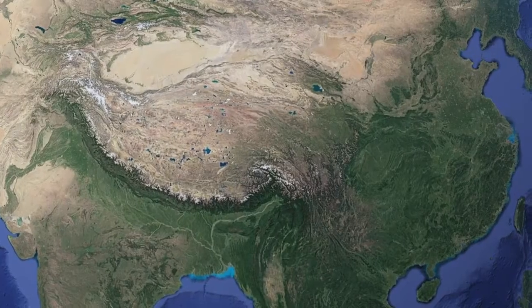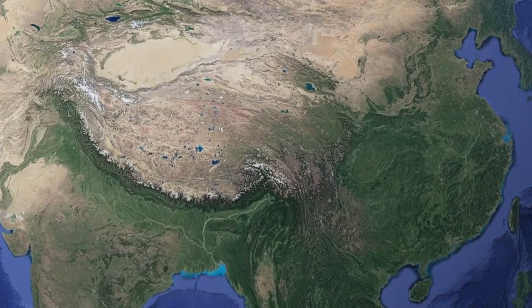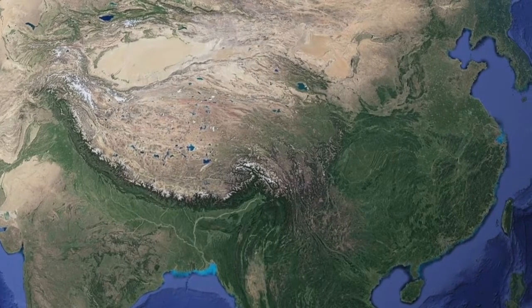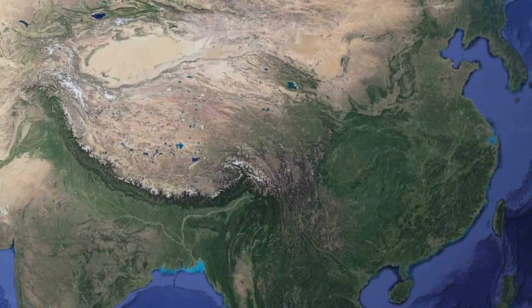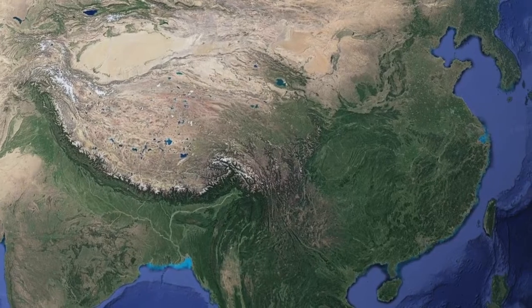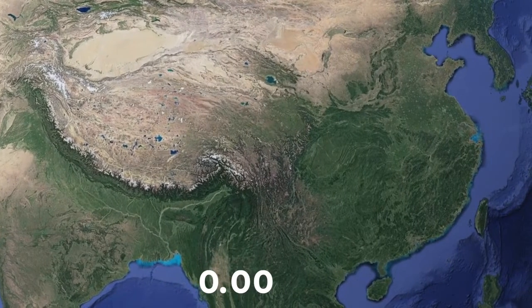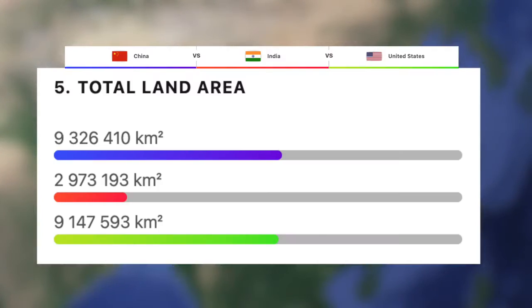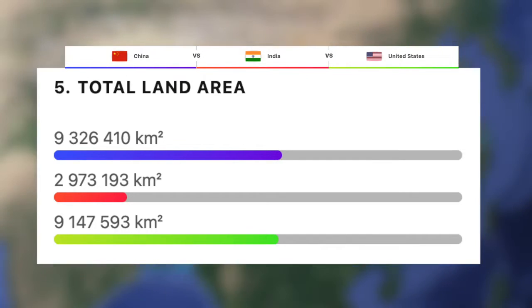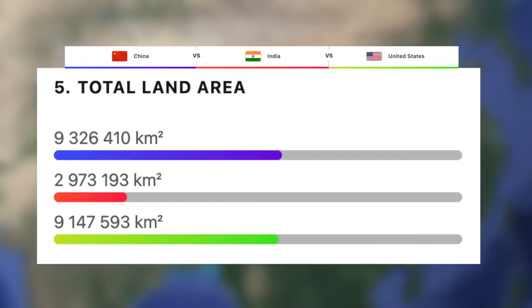Next, let's take a look at their total land area. This excludes inland and sea waters. To get a better idea of how large the country is, you can compare it with a soccer field, which has 0.007 kilometers squared. So China takes the win here with just over 9.3 million kilometers squared. Then just behind with 9.1 million is the US. And finally, with just under 3 million is India, giving the win here by a tiny margin to China.